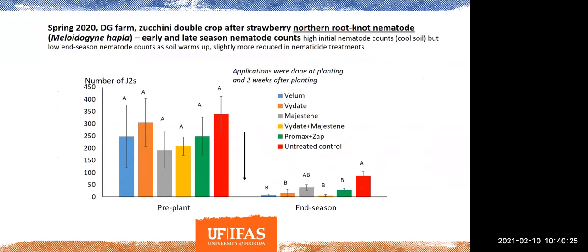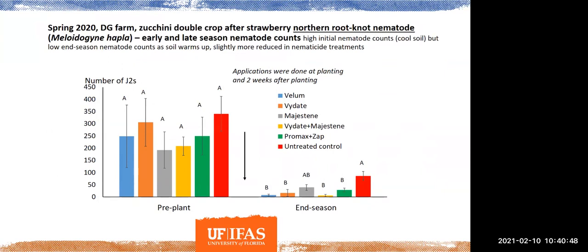Then in spring 2020, last year, we did another double crop, zucchini double crop. After strawberry, again, we had the northern root knot nematode. And very similar, you get very high counts of Hapla pre-plant early in the season here when the soils are cool. At the end of the season, the population naturally declines, right? But you still see an effect of the nematicide in this case.